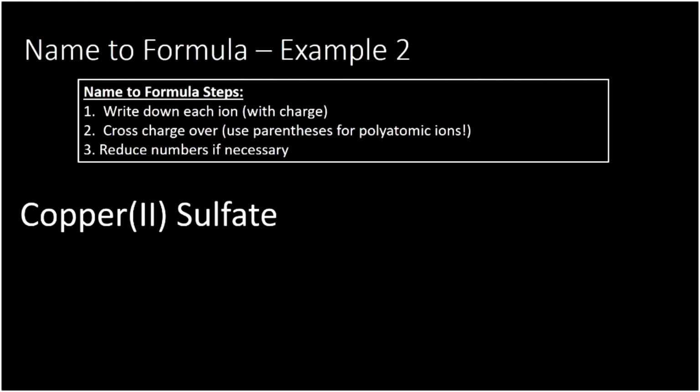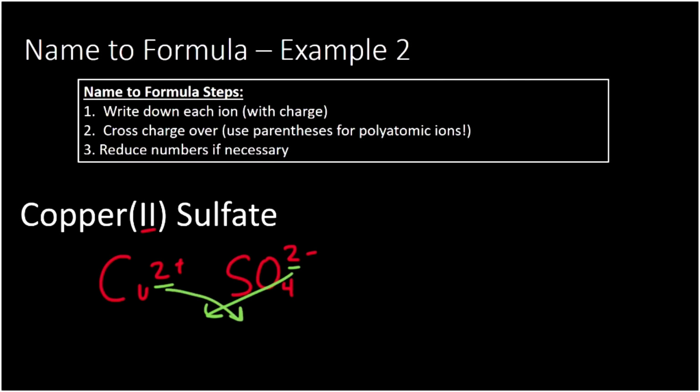Here we have copper 2 sulfate. Okay, so write down the charge of each ion. That's Cu2+. Again, the Roman numeral tells me the charge on the cation. And then I write down sulfate, which is SO4 2-. Now I'm going to cross over 2 and 2. So the 2 goes over here and this 2 goes over there.